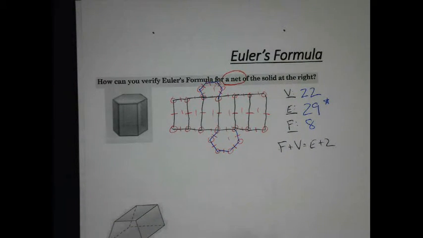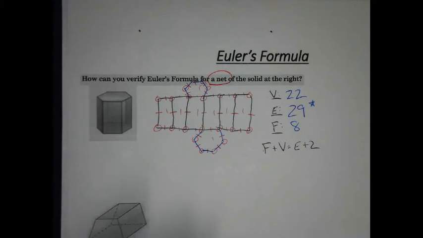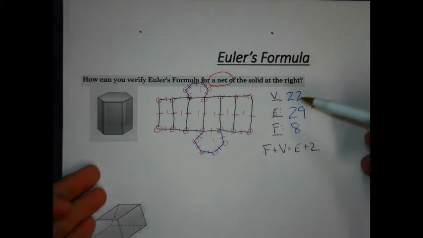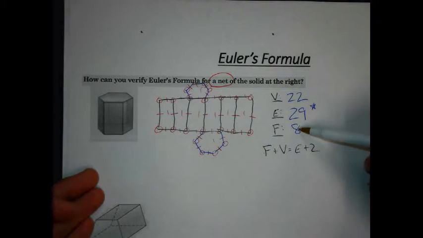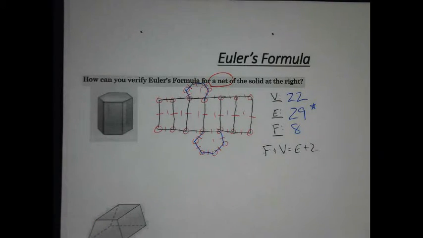So we look at this and we're thinking, it's not working. It's not working because 22 and 8 is 30, and 29 and 2 is not 30, it's 31. So what's the deal here? There's a couple of deals here. There are things that we may have already counted, and that will make an impact.